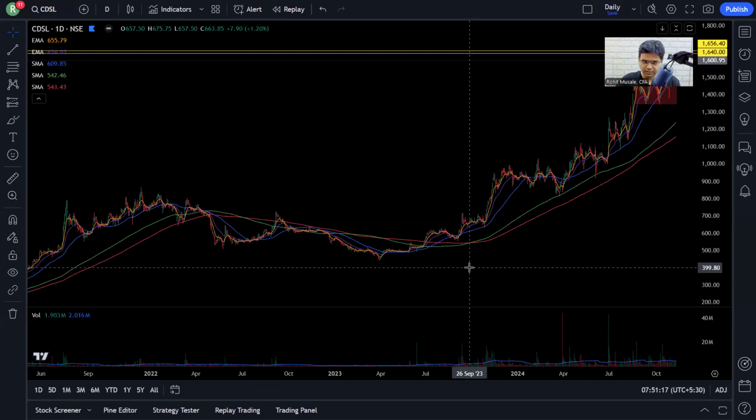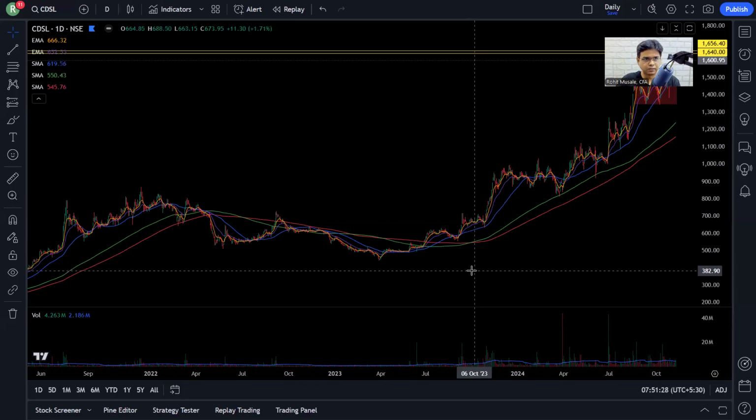So if we notice here, 26 September, I think 3rd of October. Yeah, 3rd of October. What about 2nd? Let's see. 29 September. So on 29 September, you see the price is above the blue line, the blue is above the green, and the green is above the red. So we can say that on 29th September 2023, the stock entered into a proper stage 2 uptrend.